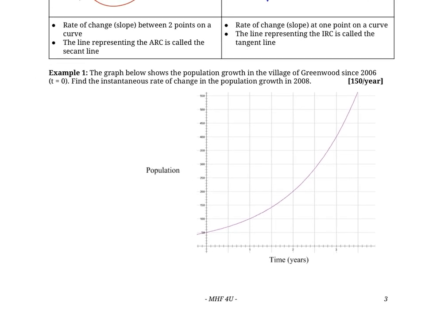So in order to do this, first of all, from a graph, let's just go through this question. The graph below shows a population growth since 2006. Find the instantaneous rate of change in 2008. This question might look similar. It's the same as the previous lesson. It's just for instantaneous rate of change now. So t equals 0 is 2006 as per the question.